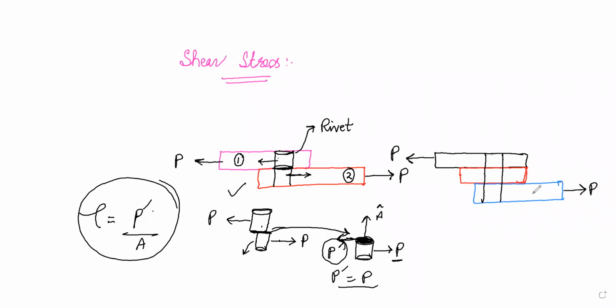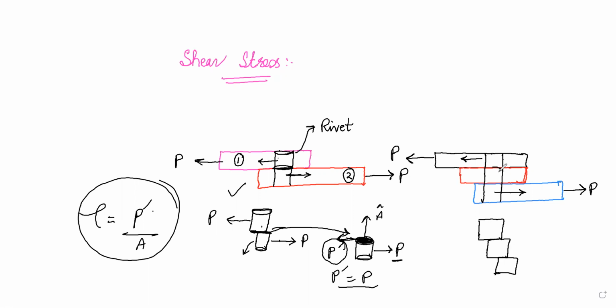Now look, as you are applying load on this plate in this direction, this portion will try to move in this direction, and this portion will try to move in this direction. Separate out this rivet. So we'll be having one portion of the rivet here, another portion of the rivet here, and another portion somewhere here. This is how the deformation will happen.